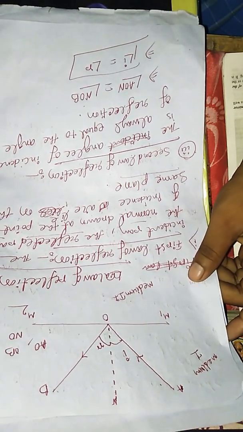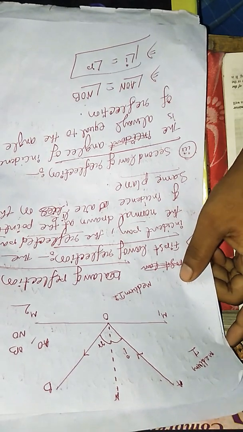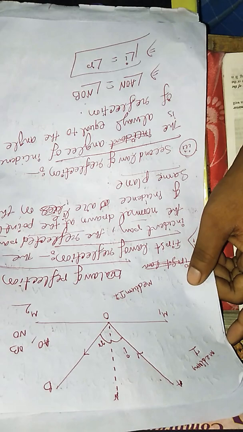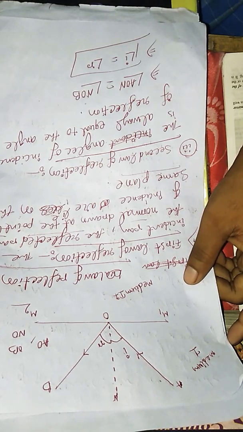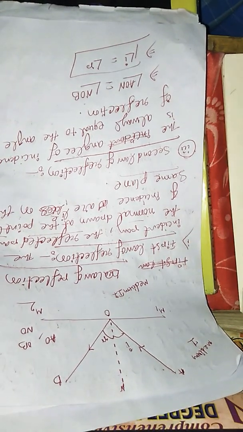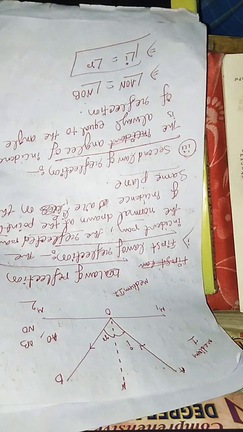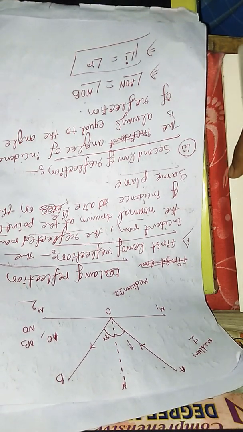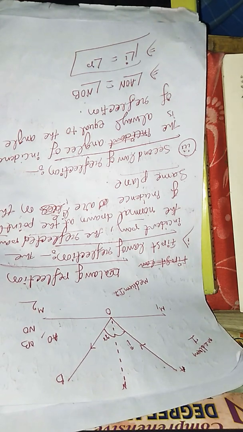Then we will start the reflection of light on spherical mirrors. This is the main topic of our chapter. So in the fourth class, we will discuss the reflection of light on spherical mirrors, and there are many definitions related to spherical mirrors which we have to discuss.